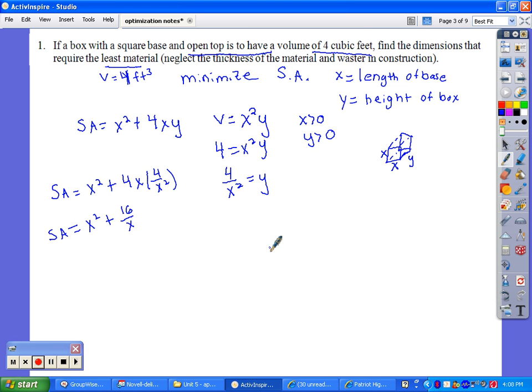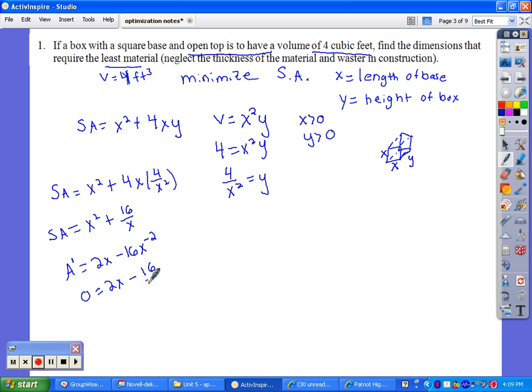So now we're going to use the process that we learned to find our critical points and to find if they're min and max. So I'm going to change surface area to A just to make it easier. I'm going to find A prime, or dA over dx, which is 2x. And then remember, 16 over x is the same as 16 times x to the negative first. You can also use product rule or quotient rule if you prefer. But it would be negative 16 x to the negative second when I take the derivative. So we're going to set this equal to 0.